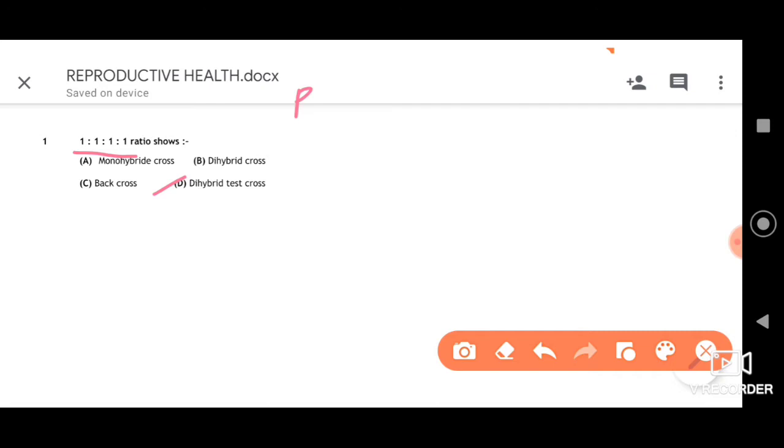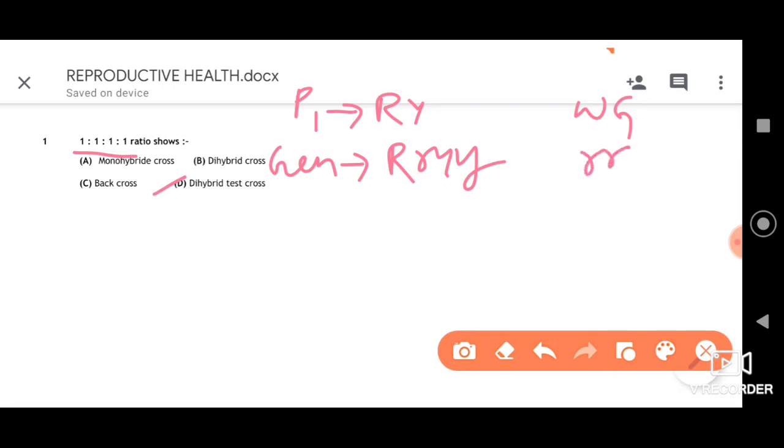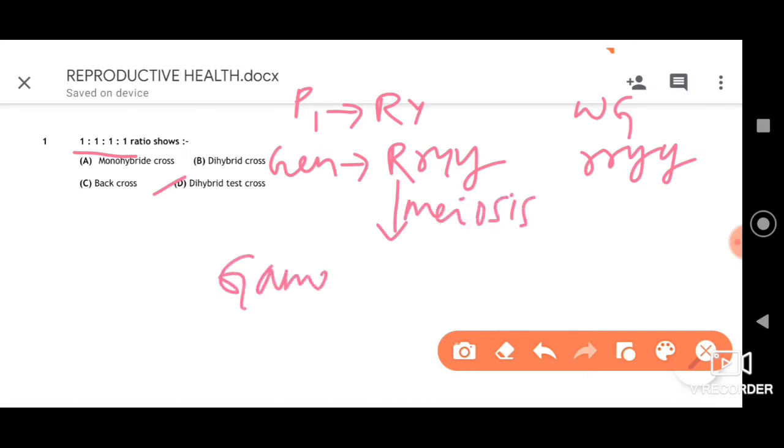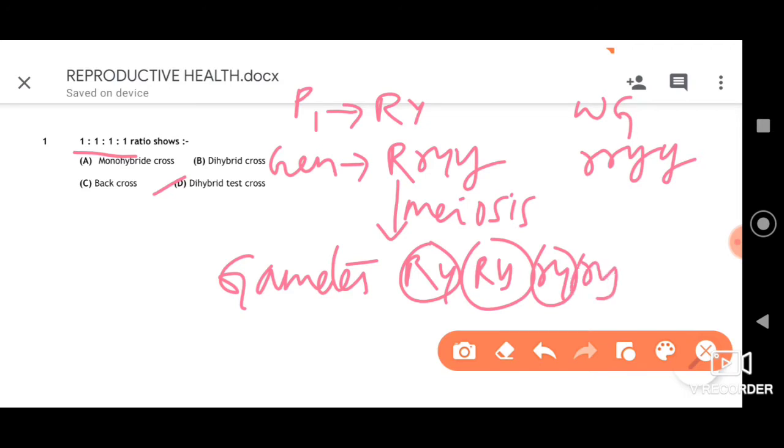Let me explain. If we consider the parental generation to be round yellow and wrinkled green, the genotypes would be capital R, capital Y, small y for the first, and small r, small y, small y for the second. Now, after meiosis occurs, the gametes would be formed: capital R capital Y, capital R small y, small r capital Y, small r small y. For the other parent it would be small r, small y.